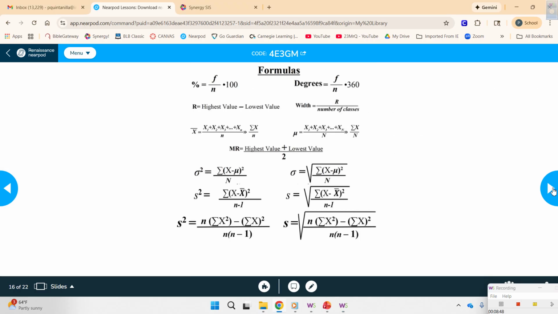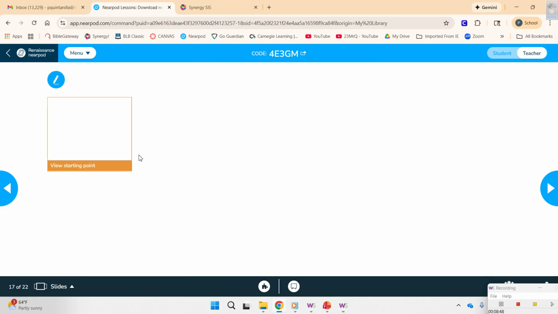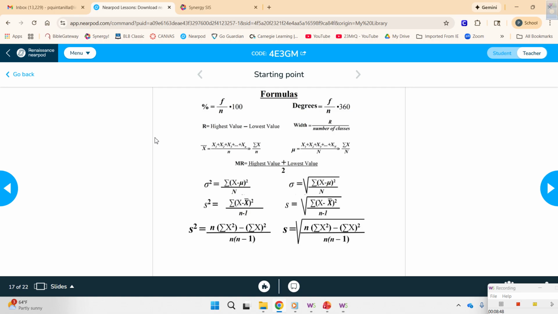All right, do me a favor, send me a picture of your formulas. I want to make sure that you are taking copious notes. Do that right now. All right, thank you for sending that in. All right, here we go.